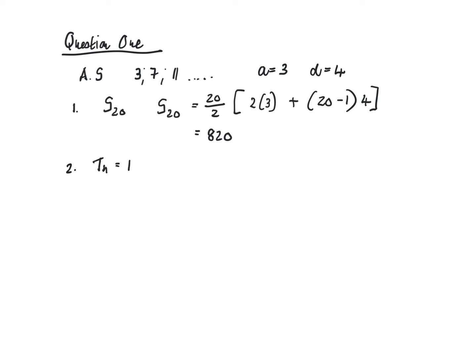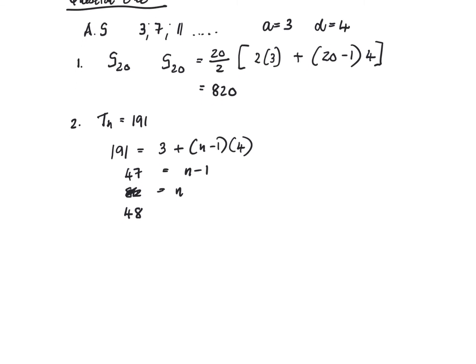Number 2, it says if the nth term is 191, i.e. t to the n is 191, determine the value of n. So they're basically saying which term equals 191. So I'm going to go 191, and my term equation is a plus n minus 1 times d. Okay, so I'm going to take 191, I'm going to minus 3 from it, I'm going to divide it by 4, and I get 47 is equal to n minus 1, and therefore n is equal to, damn it, I'm getting dyslexic, is equal to 48. So the 48th term of this sequence is 191.